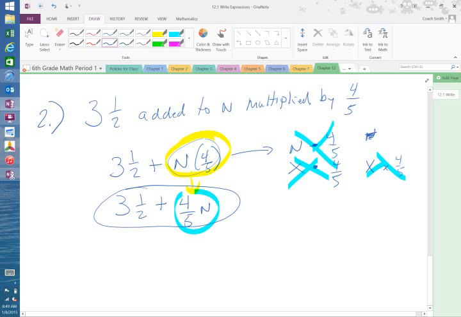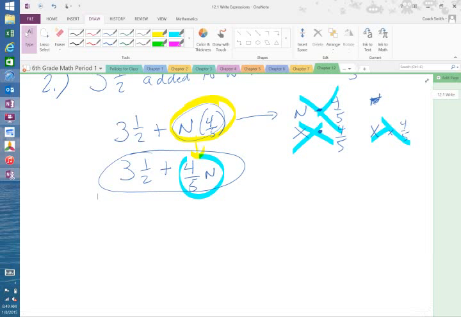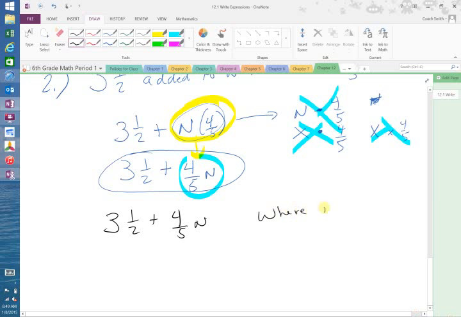3.5 plus 4/5 n. Now we have to evaluate it. We have to take 3.5 plus 4/5 n, where n is equal to 5. So I got to plug that 5 into my n right there. So it gives me 3.5 plus 4/5 times 5/1. Now, why did I put 5/1?